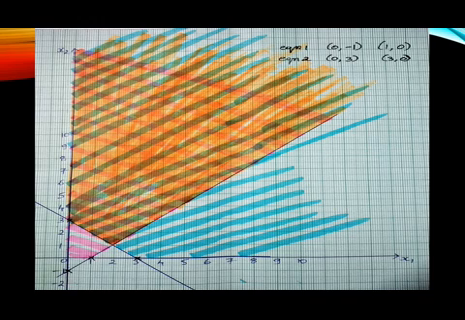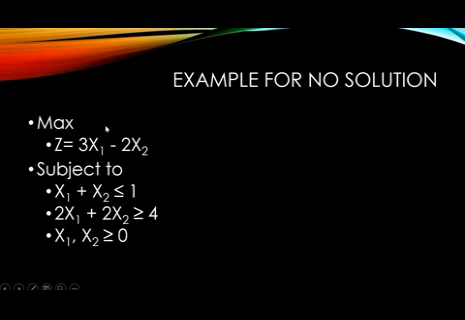Any doubt with this? So whenever I have a maximization problem and the top portion is not sealed, not covered, it can go up to plus infinity. Therefore, we call it an unbounded solution problem. Now we will have an example for no solution, or a system of inconsistent constraints.